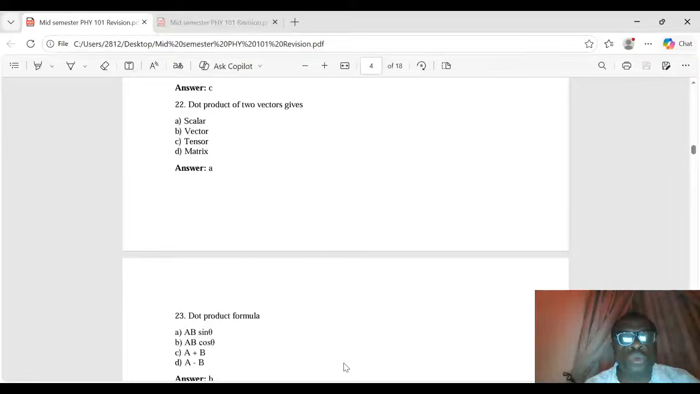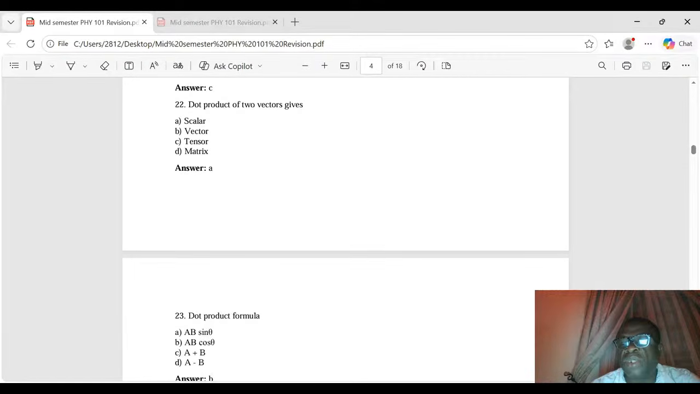Question 22. Dot product of two vectors gives A scalar, B vector, C tensor, and D matrix. We say that the dot product of two vectors gives a scalar. So the answer is A.